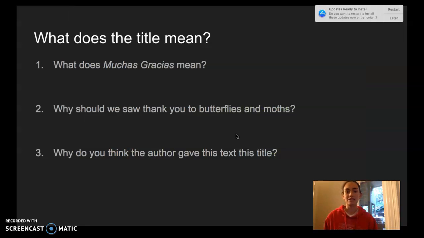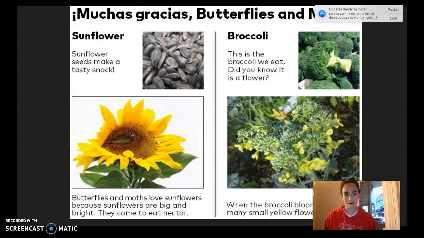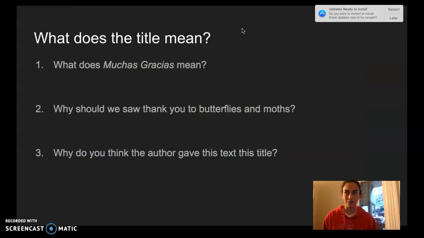Okay, the last thing we're going to do is look at the title so we can figure out what we're reading about. So on Seesaw, there are three questions you're going to be answering for this title, which is Muchas gracias, butterflies and moths. I will read the questions to you, and then if you need to stop and go on Seesaw, you can, okay? Number one says, what does muchas gracias mean? Number two says, why should we say thank you to butterflies and moths? Number three, why do you think the author gave this text that title? So again, pause and do the work on Seesaw, or you can wait until the end.